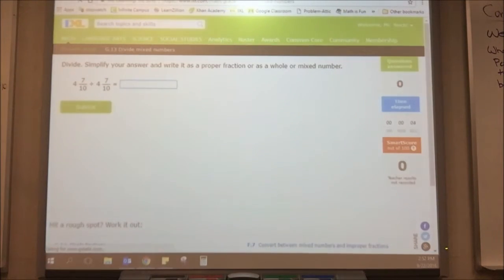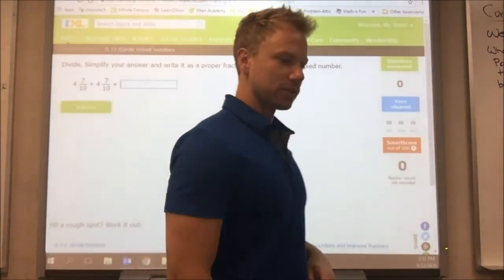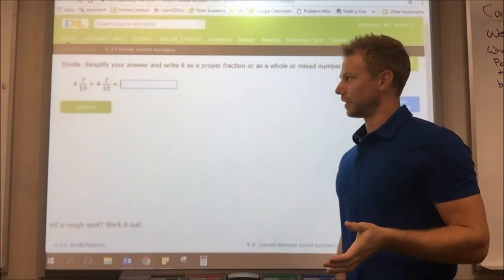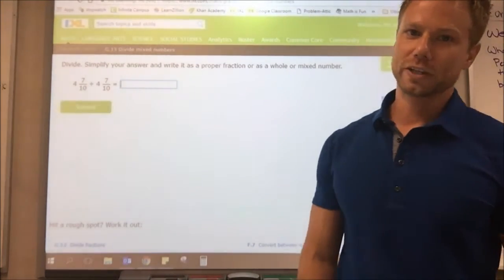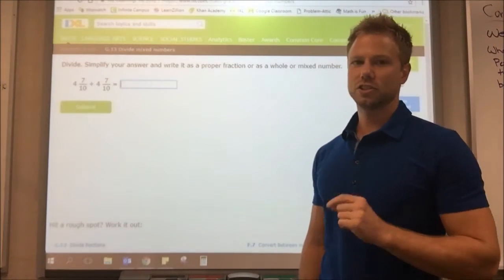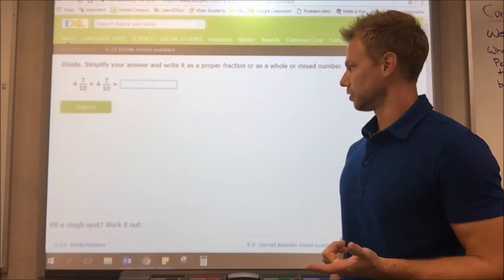Okay, divide. We have some mixed numbers. Multiplying and dividing are very similar because we never divide fractions. So what we actually do is KFC to change the division into multiplication.